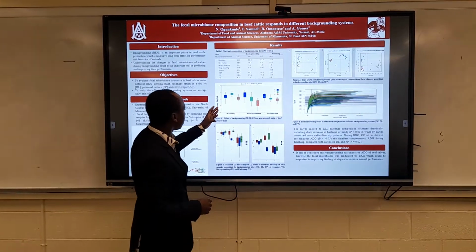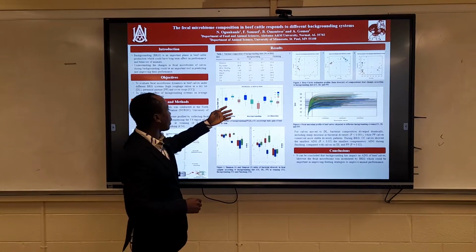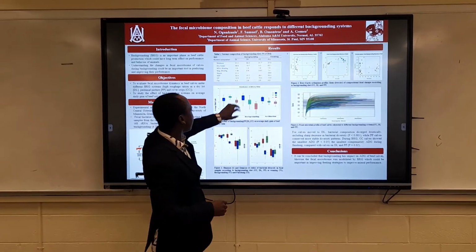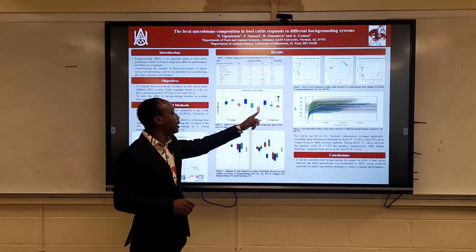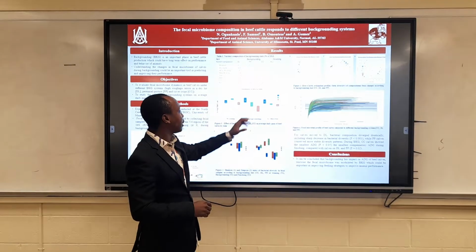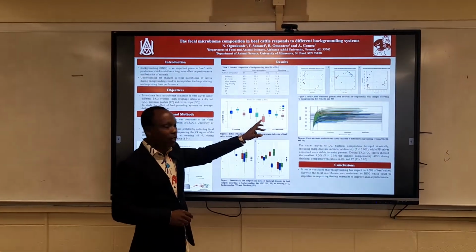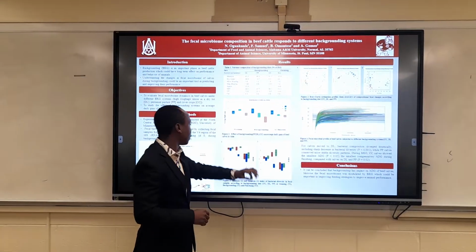Backgrounding affected average daily gain with time. At weaning, there was no significant difference in average daily gain, and at backgrounding, there was significant difference with cover crop having the least average daily gain. So we can see that backgrounding affected the average daily gain at timeline 2. But at timeline 3, there was no significant difference.